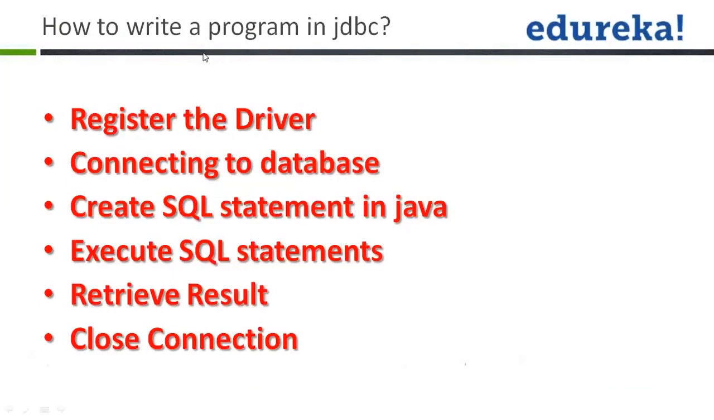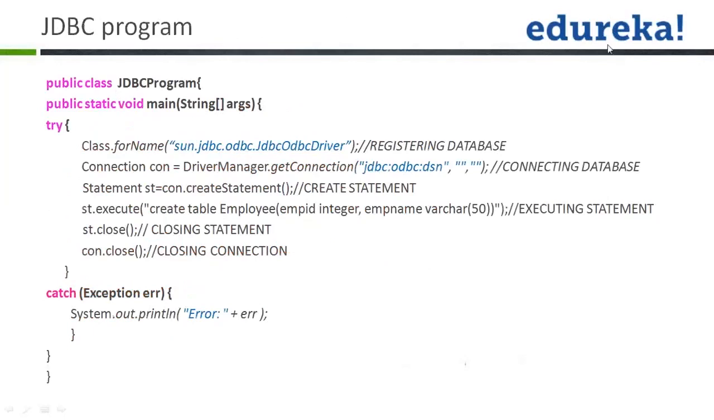Now, how to write a program in JDBC? First, register the driver, then the DSN that you created. After that, connect to the database. Finally, create SQL statements in Java, execute the SQL statements, retrieve the result and close the connection. So this is a small program: public class JDBC program. First thing is registering the database. Write sun.jdbc.odbc; these are pre-formatted, you have to use them like this itself. So write Class.forName sun.jdbc.odbc.JdbcOdbcDriver, and this registers the database.